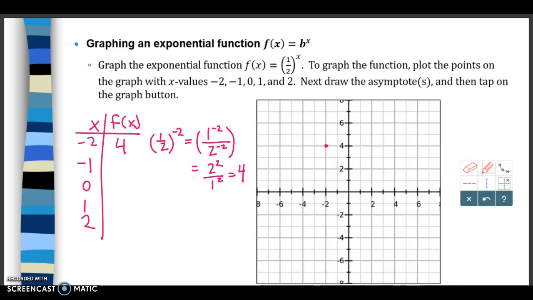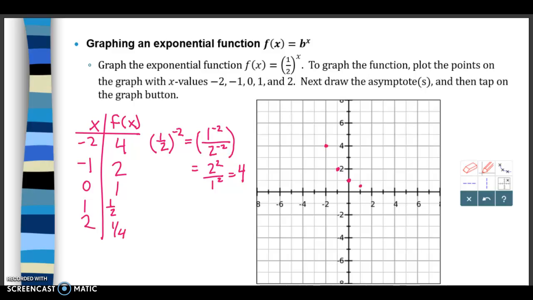When I plug in a -1, I'm going to get 2. So at -1, I'm at 2. When I plug in a 0, I'll get 1. Guess what? If there's no shifts, when I plug in 0, anything to the 0 is just 1. So I will get a point at 0, 1 for these type of graphs. When I plug in 1, I'll get 1/2. And when I plug in 2, I'll get 1/4.